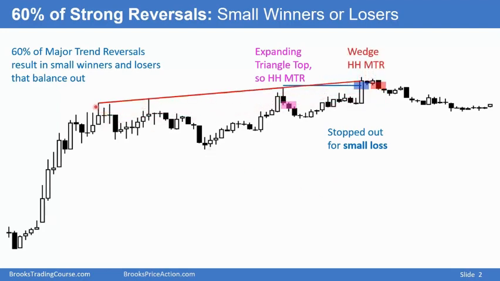Now we have a wedge. 3 pushes up, 1, 2, 3. I do not have the bull trend line drawn in, but it's a wedge with a wedge shape. We have a micro double top, reasonable sell either below that bull bar or below this bear bar.